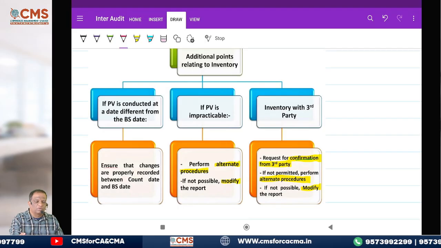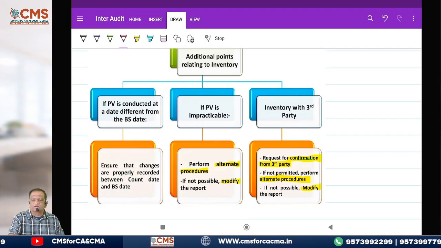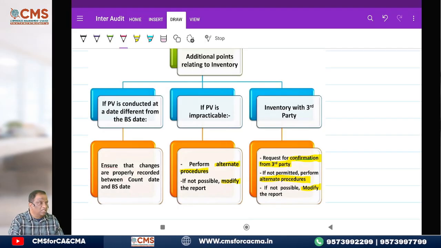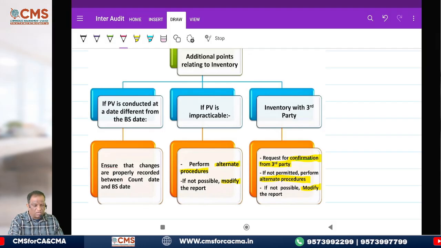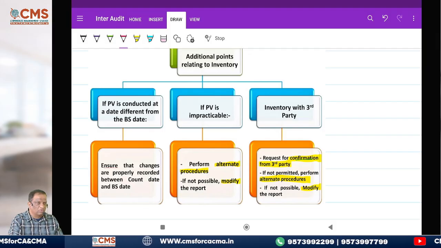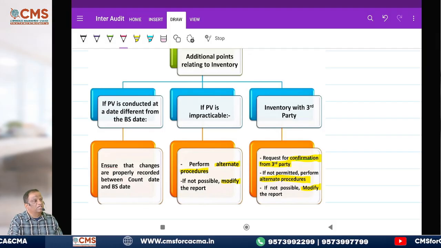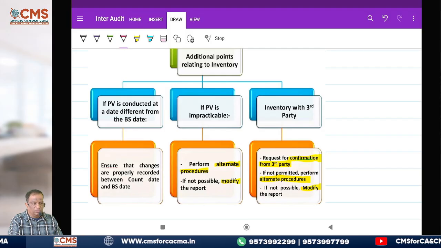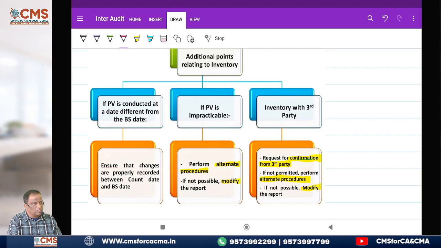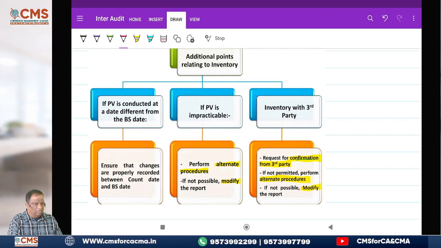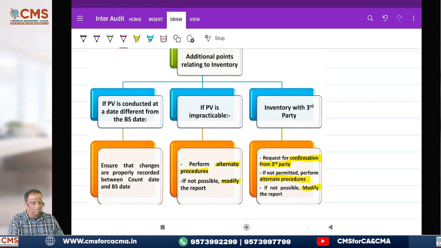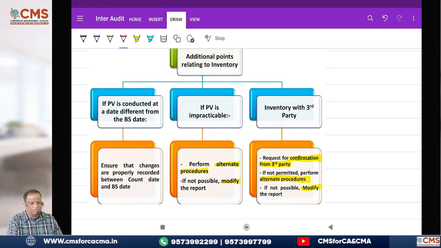Then the next topic is, what happens if the PV itself has become impracticable to conduct because of strikes, lockouts, monsoons, floods, or whatever it is? What if PV has become impracticable? Then try to perform alternate procedures. If that is not possible, then modify it. It may be a government problem, it may be a weather problem, whatever it is.